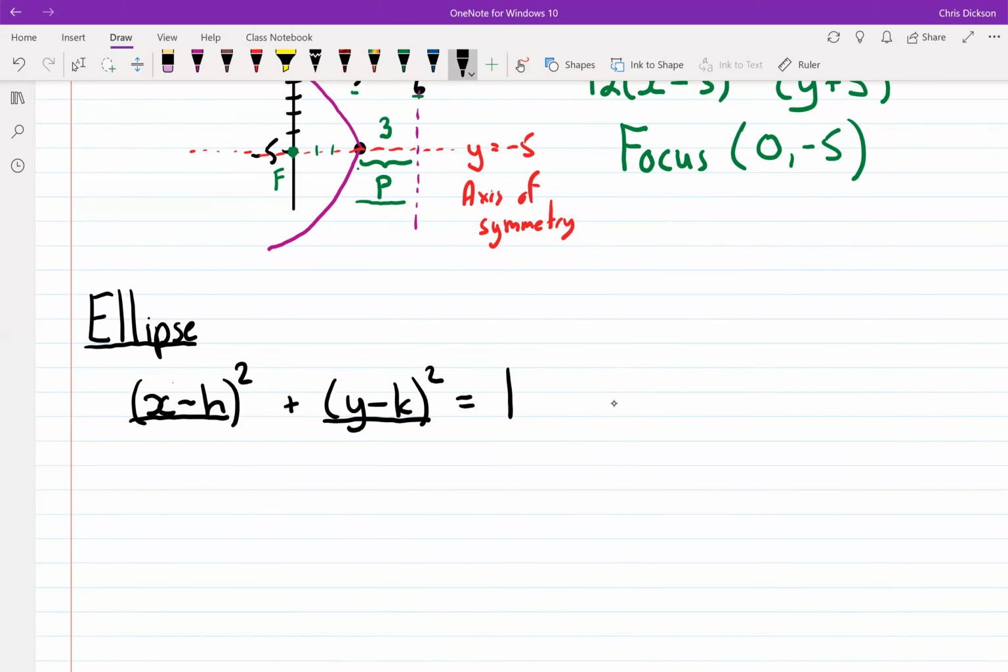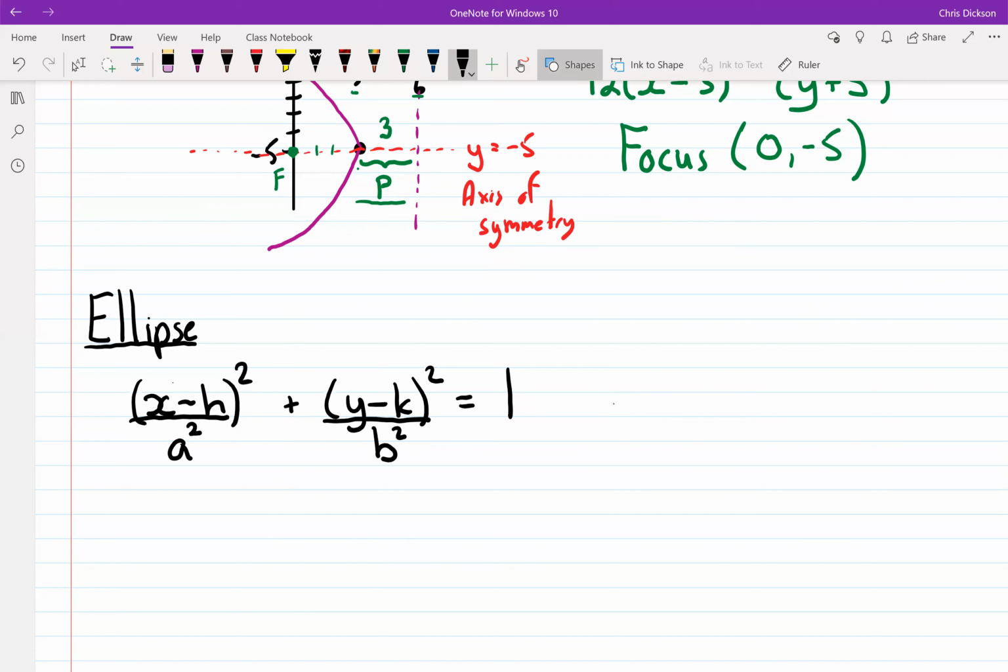So it looks like a circle equation, really. But we're going to divide one of the sides by what we're going to call a squared, and the other one we're going to call b squared. We're going to define all these things for you. But once again, you have h, k, and now instead of p, like in the parabola, you have a and b. So let's make sense of that then.